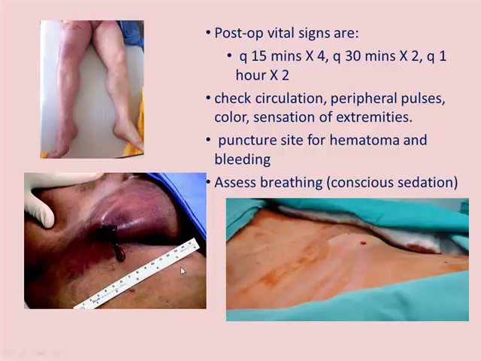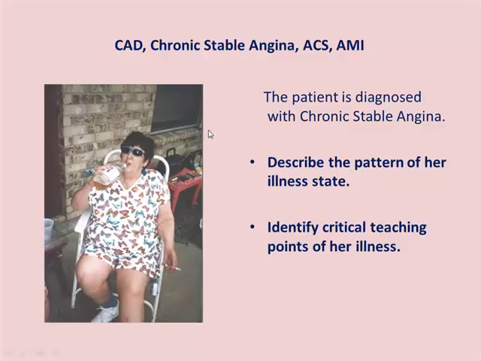So these are things that you would need to watch for, and of course, because they're on conscious sedation, you're going to have to do breathing. Once the cardiac cath is done, the physician will tell the patient, okay, here's the results of the cardiac cath, and in this instance, the patient is diagnosed with chronic stable angina, which means there's blockages in the artery, but nothing is severe. So there is some blockages. You have definitely a decrease in supply.